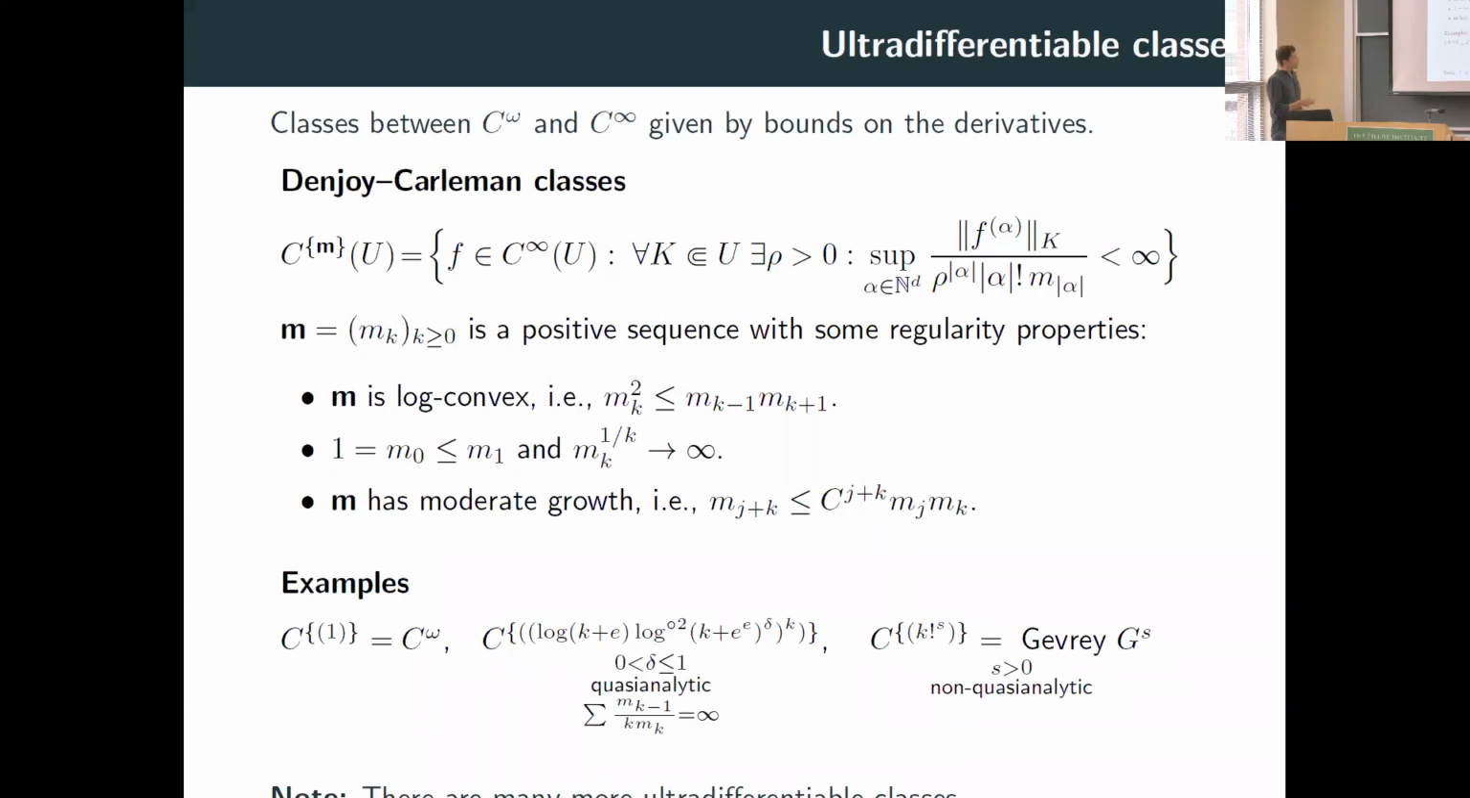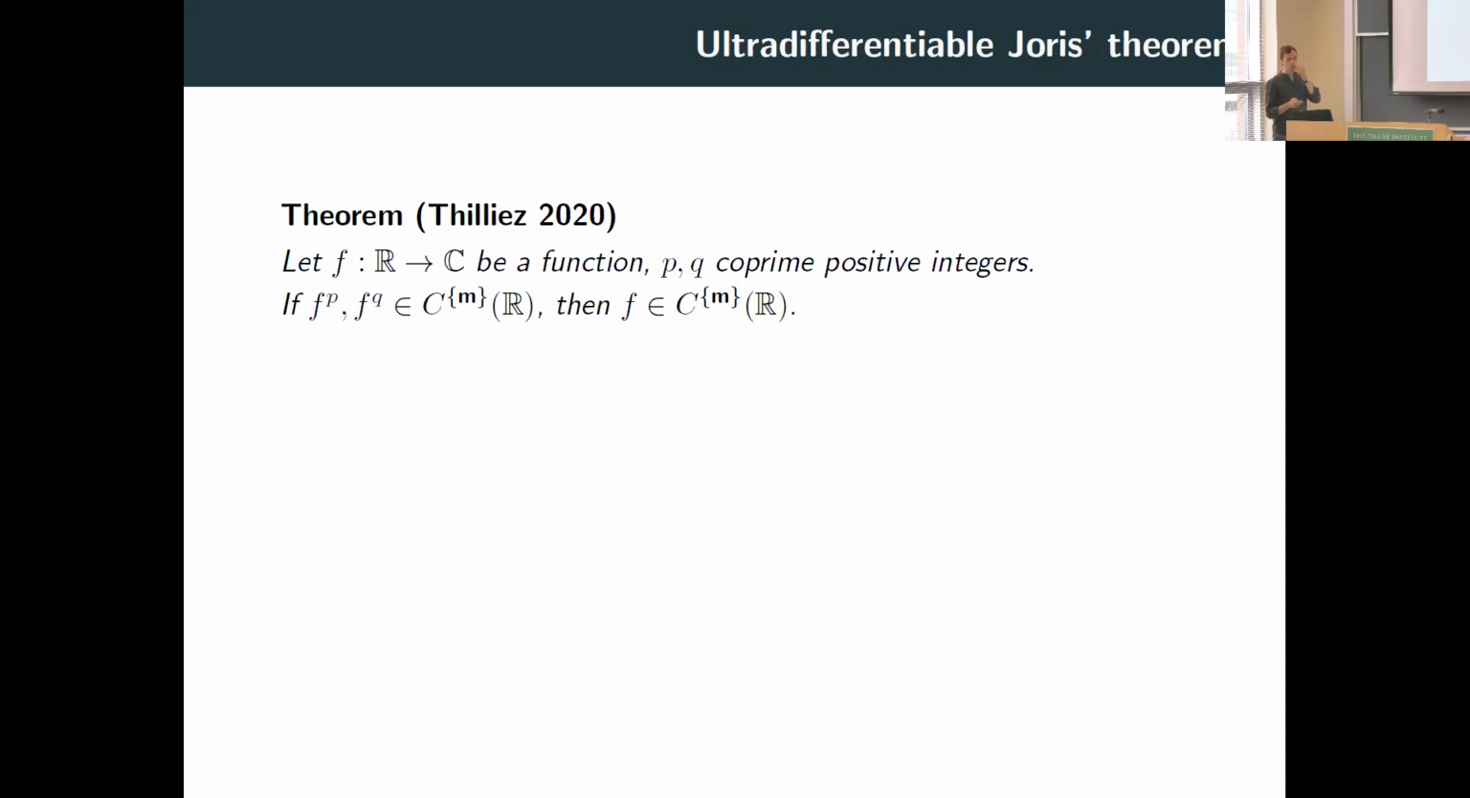Okay. Well, I will focus on these Denjoy-Carleman classes, but let me tell you that there are many more ultra-differentiable classes which were studied classically. For instance, I could replace this existential quantifier by a universal quantifier, and I would get another class. I will not talk about it here, but everything I'm going to do is also true for these variations. The characterization is just the same.